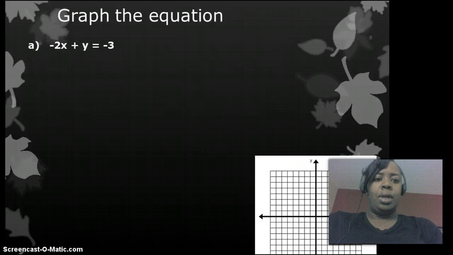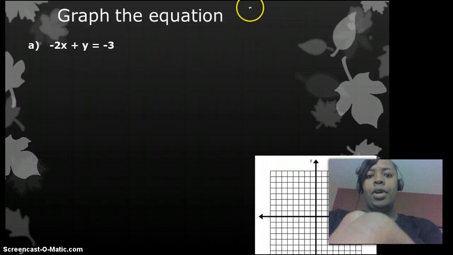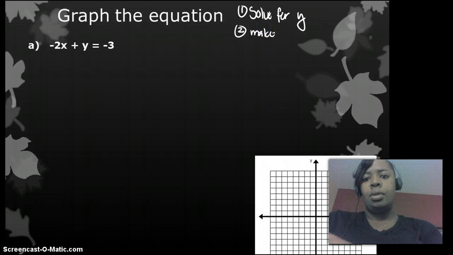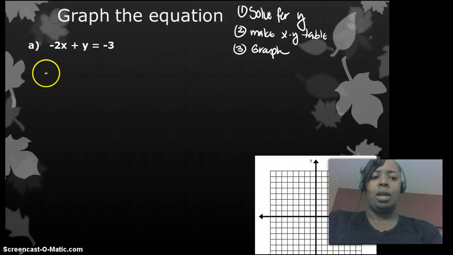Next thing I want to do is to graph this equation, and a couple of things you're going to need to do. First thing I want you to do is to solve for y. Second thing I'm going to have you do is to make an xy table. And third thing I'm going to have you do is just graph and connect the dots. So plot the points and connect the dots. That's what you're going to do when you get to the graph part of it.